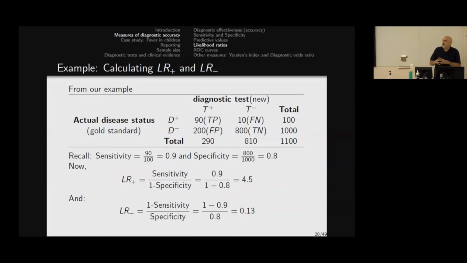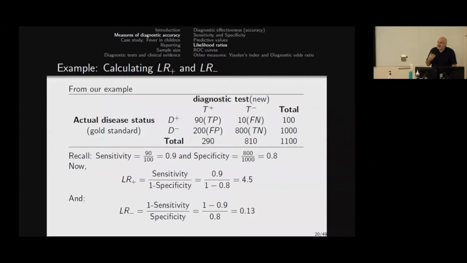Now, just note I mentioned odds there, not probability. The negative likelihood ratio is the false negatives over the true negatives, which in this case was 0.13. Now, what do these weird numbers mean? Because they're not that intuitive unless you're willing to really do the hard work and think very hard about them.